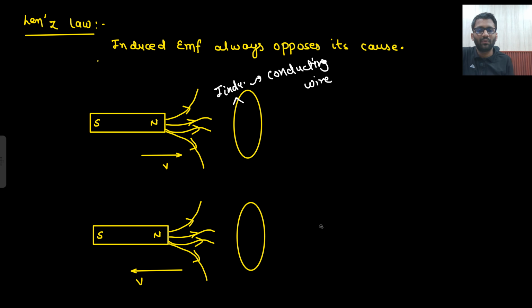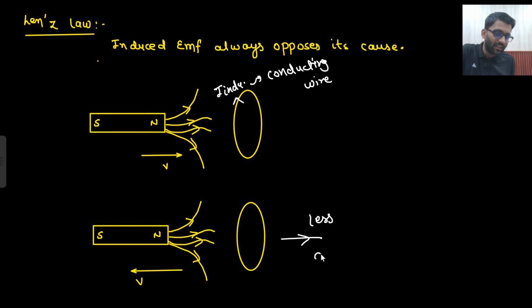Similarly, can you let me know what will be the current direction here? Now I am moving the magnet away. Let's say initially the magnet was here, now I am moving the magnet away. Initially more magnetic field lines were passing. Now what will happen? If we are moving it away, then fewer magnetic field lines will pass. So in this direction, fewer magnetic field lines are passing.